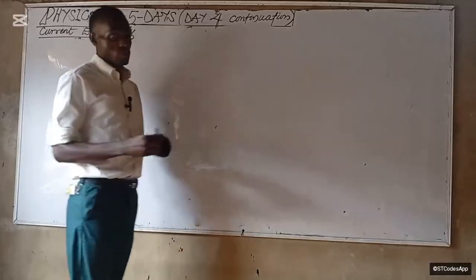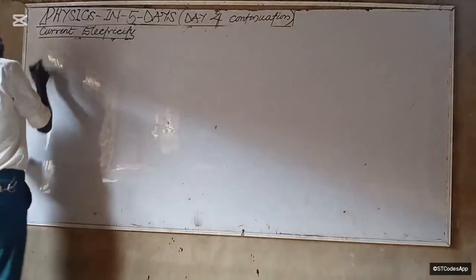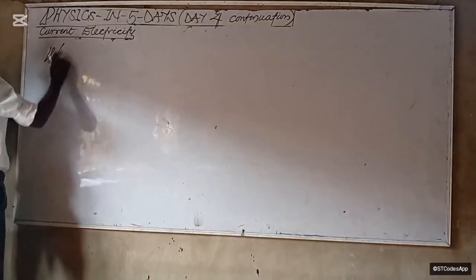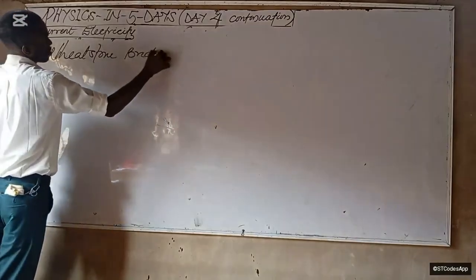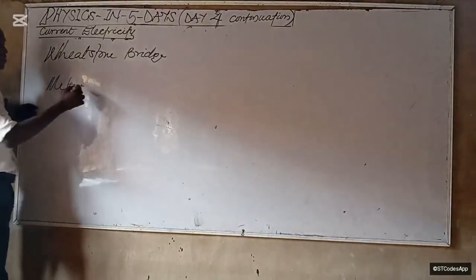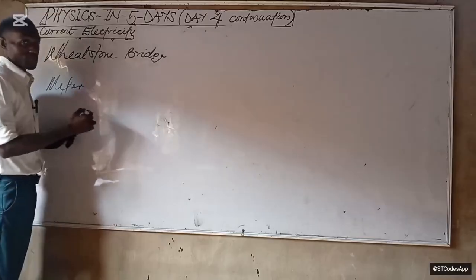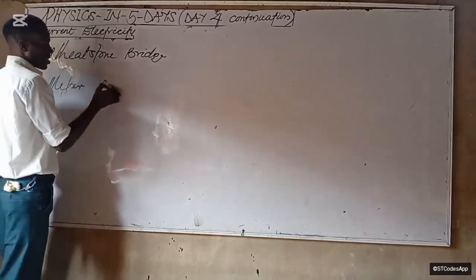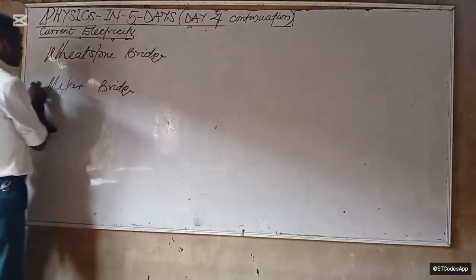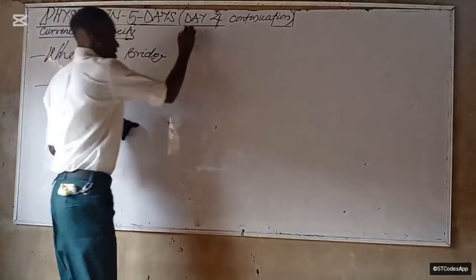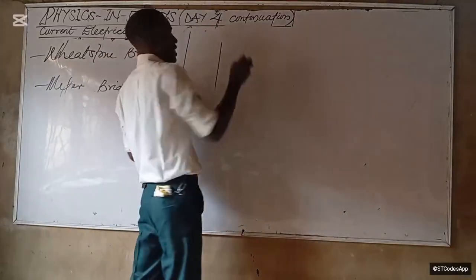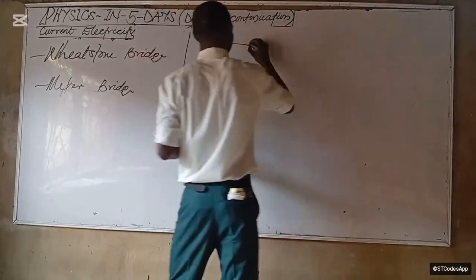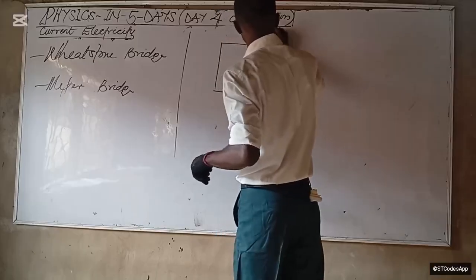Now, the Wheatstone bridge, and the meter bridge. They basically work by the same principle. Is that okay? They work by the same principle. Now, in a Wheatstone bridge, there is a system of conductors arranged in a particular way. Is that okay? So we're going to have something like this.